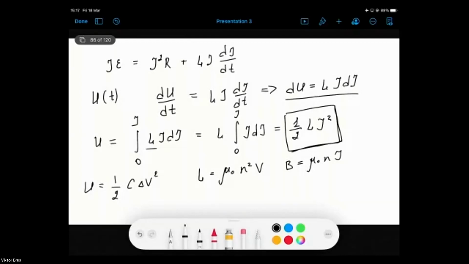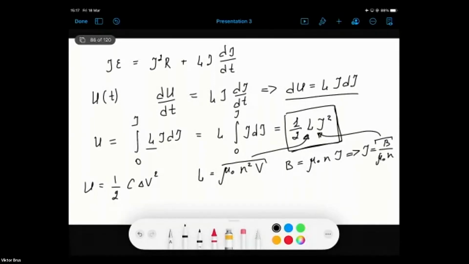So now we can express electric current from this equation. It will be equal to the magnitude of the magnetic field divided by mu naught times n. And now substitute this equation and this equation into the equation for the energy of the magnetic field accumulated in an inductor with inductance L.